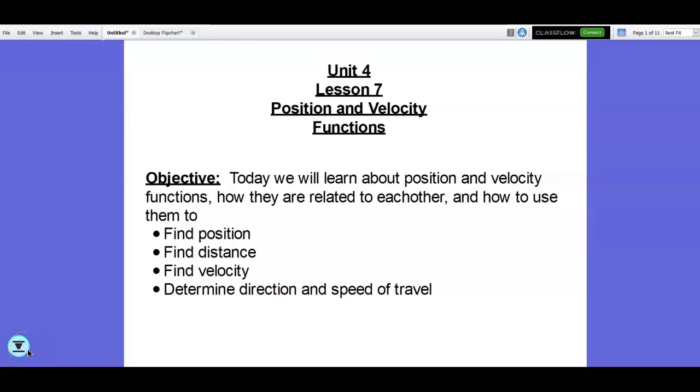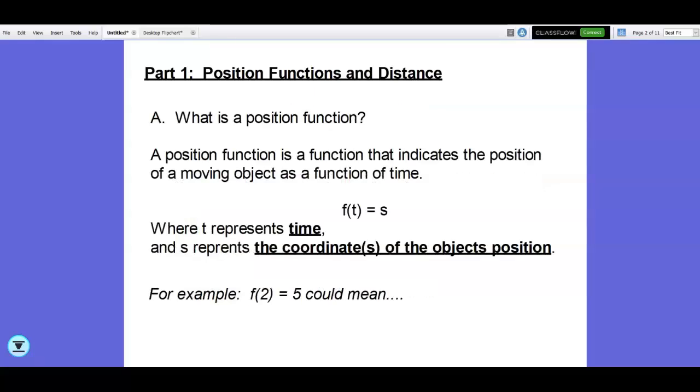All right, guys, welcome to lesson 4.7. We're going to be talking about something known as a position function and a velocity function today. We're going to find out how they're related to each other and then use them to find some stuff about a moving object, like where the object's located, the distance it has traveled, and what its velocity, speed and direction are, all that good stuff. So let's go ahead and jump in and see what's up with this stuff.